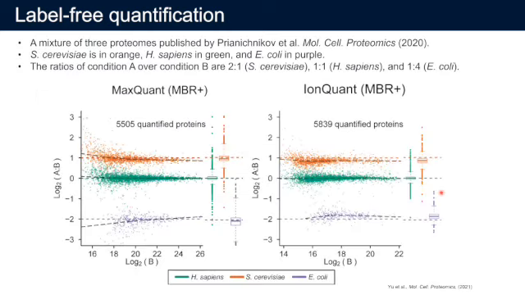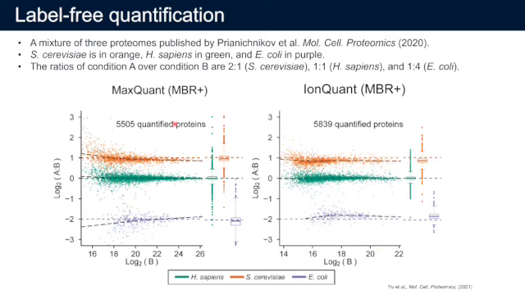Then we perform another experiment to evaluate its accuracy. We use a mixture of proteins from 3 species: human, yeast, and E. coli. And there are 2 experiments here, A and B. The ratio of the human proteins between A and B is 1:1, the ratio of the yeast is 2:1, and the ratio of the E. coli is 1:4. So basically, we know the ground truth ratio of those proteins. Then we can see how well those tools can recover those ratios.